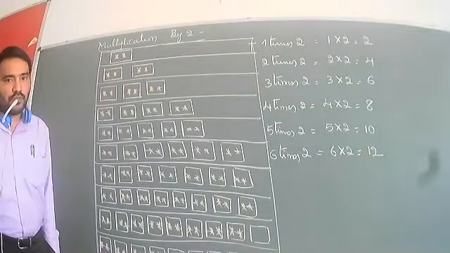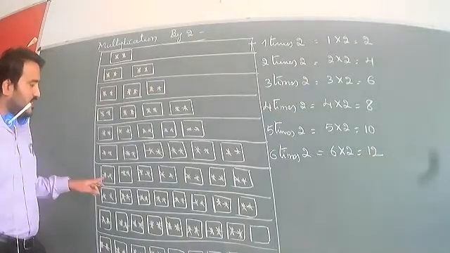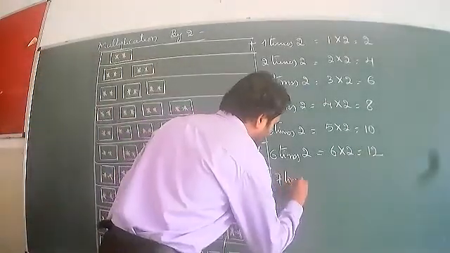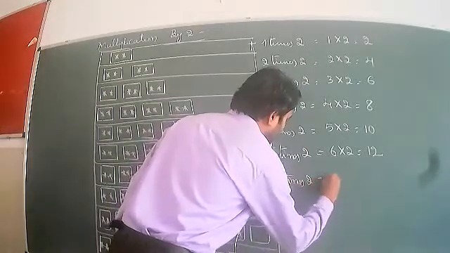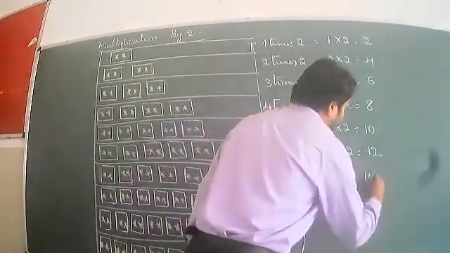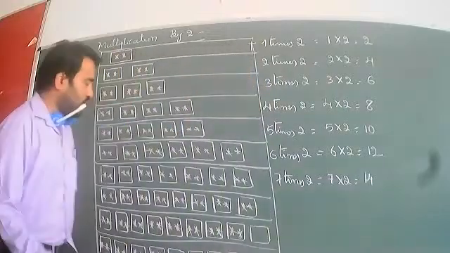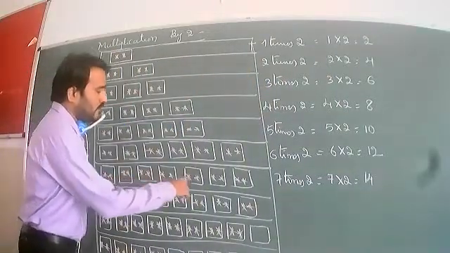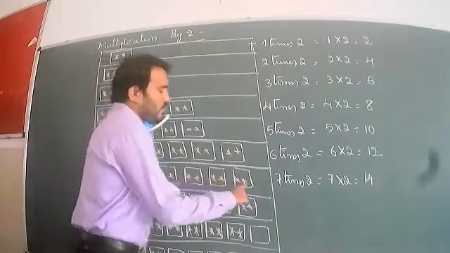Next, how many times repeated? 7 times 2. 7 into 2 is 14. Counting 2, 4, 6, 8, 10, 12, 14.